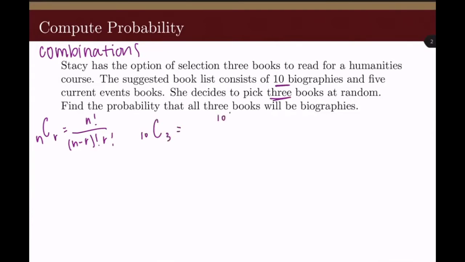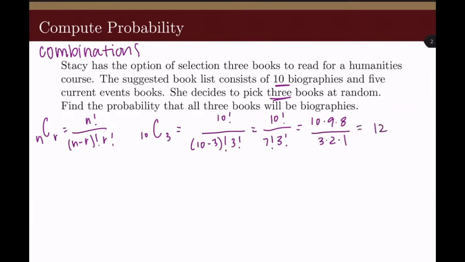So we get 10 factorial divided by (10 minus 3) factorial times 3 factorial, which is 10 factorial over 7 factorial times 3 factorial, which is equal to 10 times 9 times 8, divided by 3 times 2 times 1. This is equal to 120. So there are 120 ways in which she can pick 3 biographies.